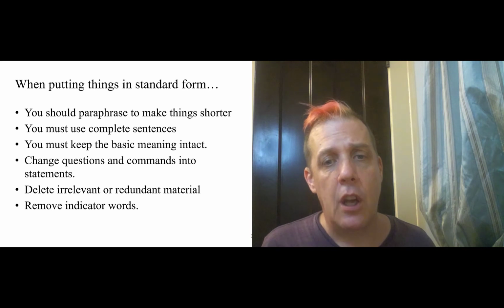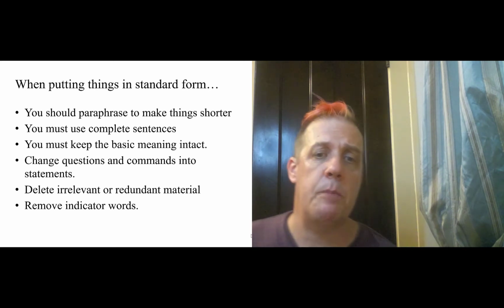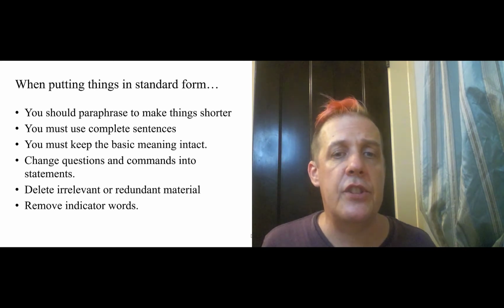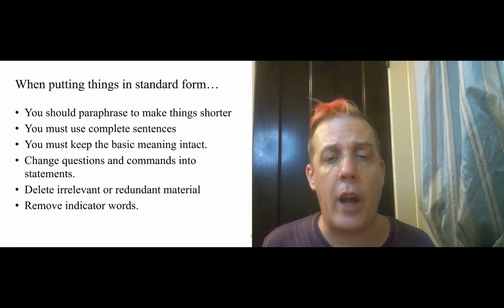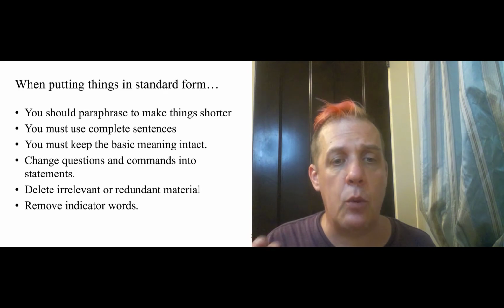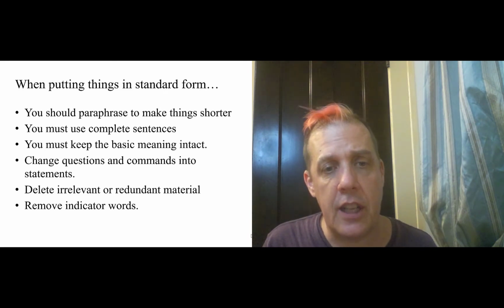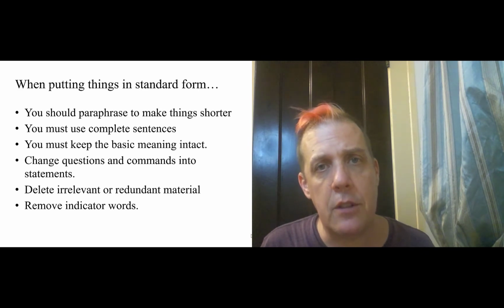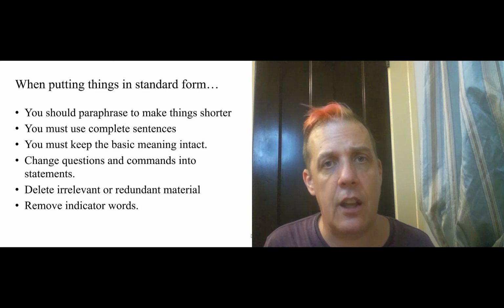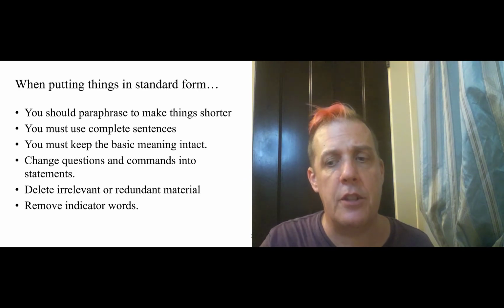You want to delete irrelevant material and also redundant material. Sometimes in regular speech, someone will state their conclusion twice, often just at the beginning and the end, and you only need one of those. And you want to remove the indicator words. The indicator words are words like therefore and because, which are meant to clue the audience into the idea that you are giving an argument.